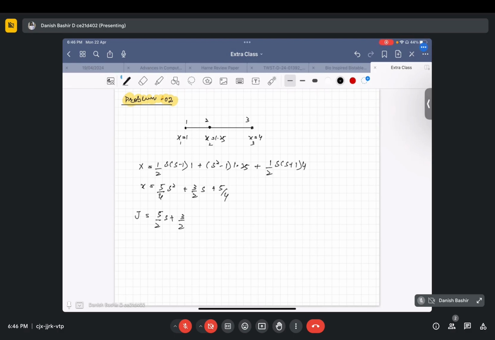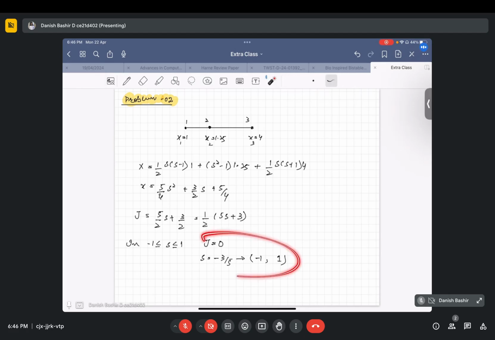This is actually 1 by 2 times (5 s plus 3). So if we see the Jacobian J equal to 0, in minus 1 less than or equal to s less than or equal to 1, J comes out to be 0, because if s is equal to minus 3 by 5, which lies between minus 1 and 1, the Jacobian comes out to be 0. So the mapping is not valid if the coordinate x is at 1.25.